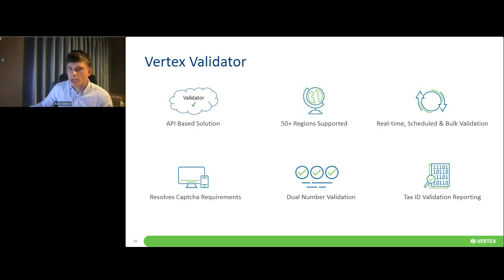One last thing to call out is a new feature to this that we're bringing out, the tax ID validation reporting. So we provide region-specific reporting where you can pull all your completed tax ID validations. The benefit of this is when it comes to an audit, you can share those validations, that report with your auditors, so simplifying that audit process.